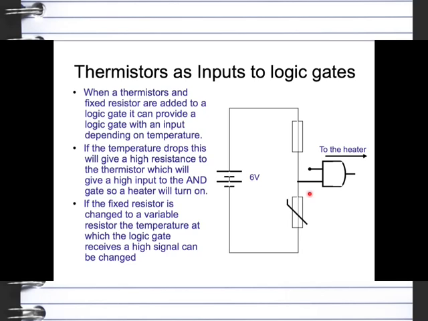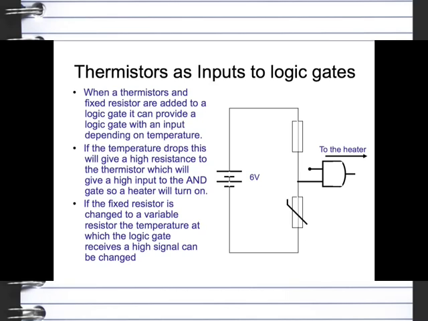Now, if the temperature drops on our thermistor, then we have a high resistance. When we have the high resistance, the input to the thermostat will be high. Because we've got two highs, a fixed high and a high going in here, we then have the heater turning on.